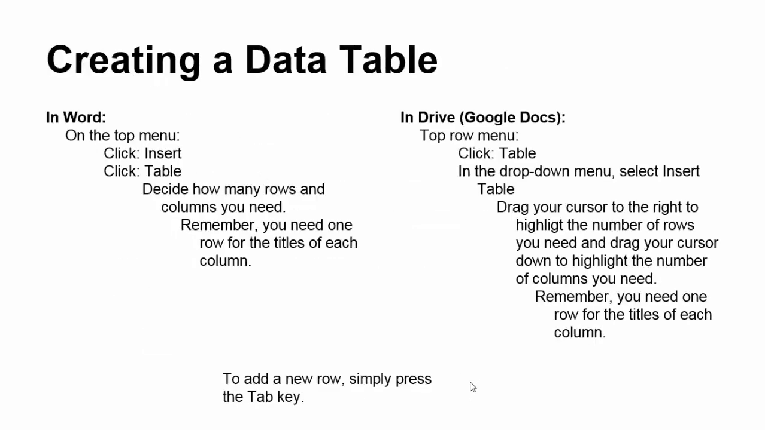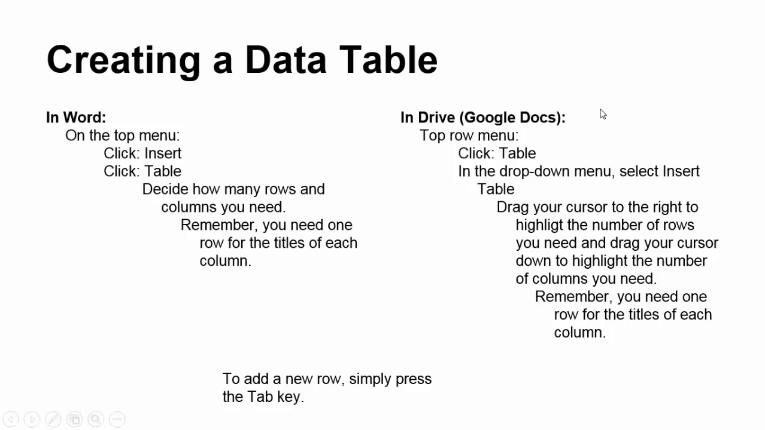Let's talk about creating a data table. So some of you might be using Word. In that case, you're going to look at the left side. Some of you might be using Google Drive. So in Word, there's a top menu bar across the top. You're going to click Insert, and then there's going to be a place to do the table. And you just decide how many rows and columns you need. And don't forget that you need one row for the titles of each column.